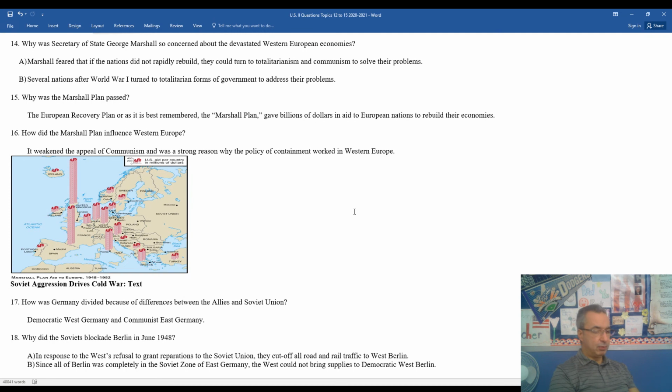Because of a lot of the differences between the two different groups, primarily the United States and the Soviet Union, eventually Germany is going to be divided. The British, French, and American zones are merged together into one zone, West Germany. The Eastern German zone is controlled now by the Soviet Union and becomes communist. But the capital city of Berlin is completely contained within East Germany. And then Berlin is split between democratic West Berlin and communist East Berlin. So it's going to be very difficult, as we're going to see here, to get supplies to West Berlin in 1948.